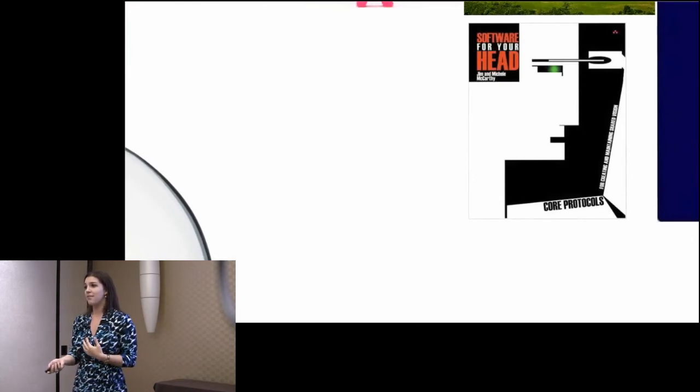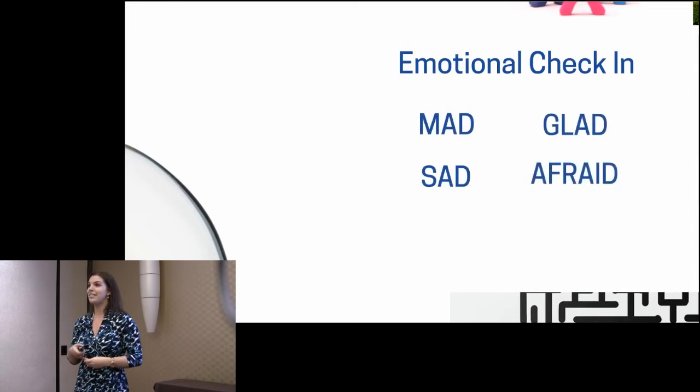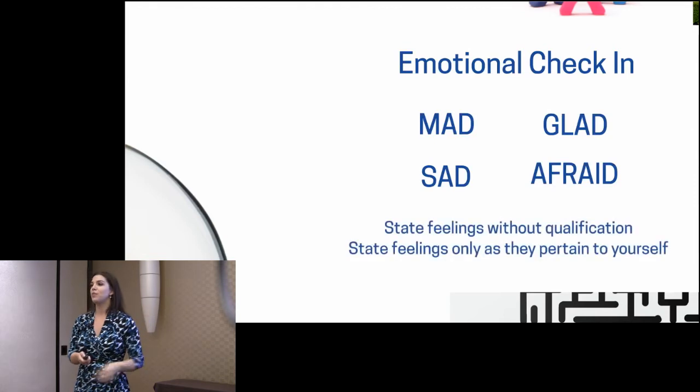One easy way that they recommend to begin this more relational management is doing what they call an emotional check-in. It's very simple: I want to check in with you, and people can pick from these four emotions. Are you mad, sad, glad, or afraid? The conditions are that you can state your feelings without qualification, all emotions are valid, and you state feelings only as they pertain to yourself.